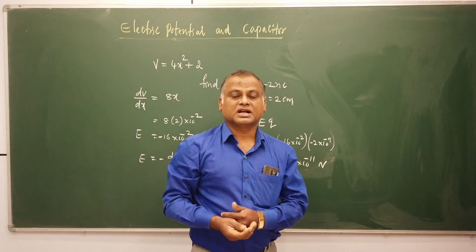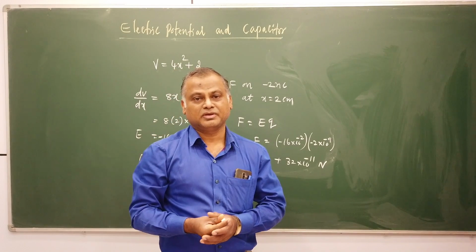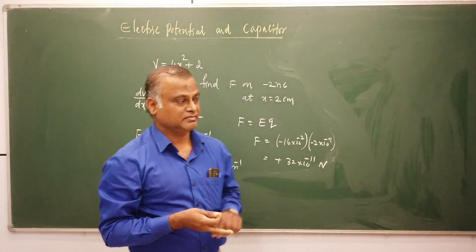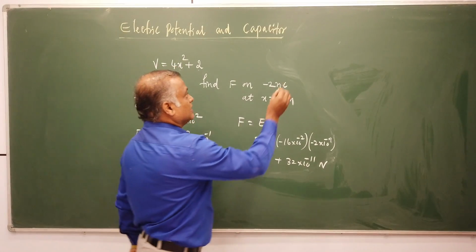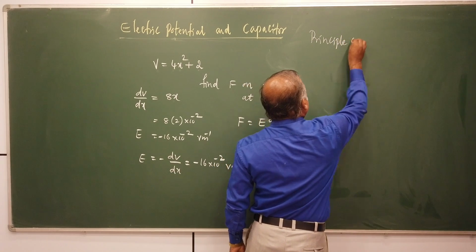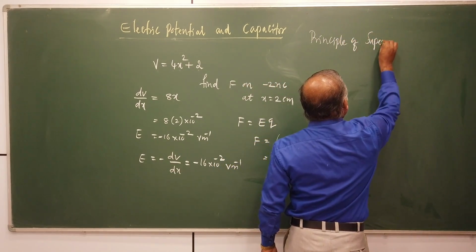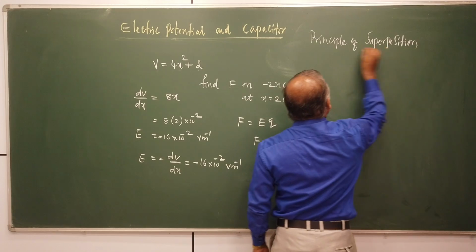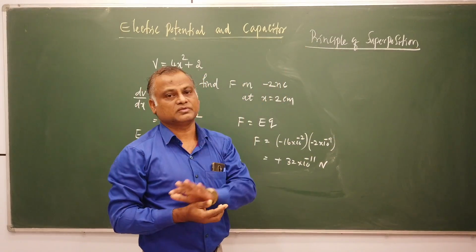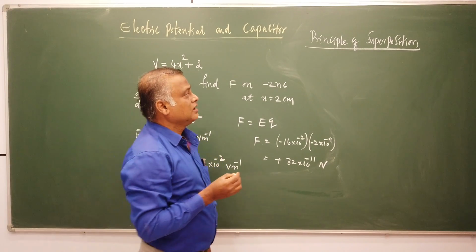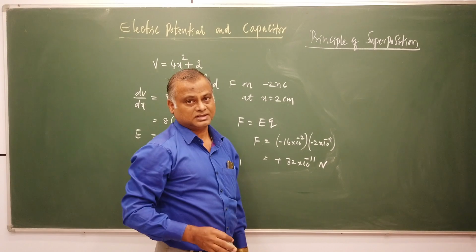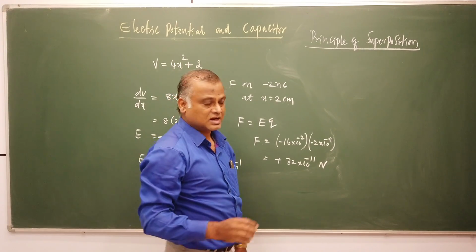Now let us understand one problem that will appear in your papers. A 5-mark problem based on this. Now for that I have something called the principle of superposition for doing the problem. This concept is very essential. Principle of superposition means you have to add some potentials. Remember, potential is a scalar.